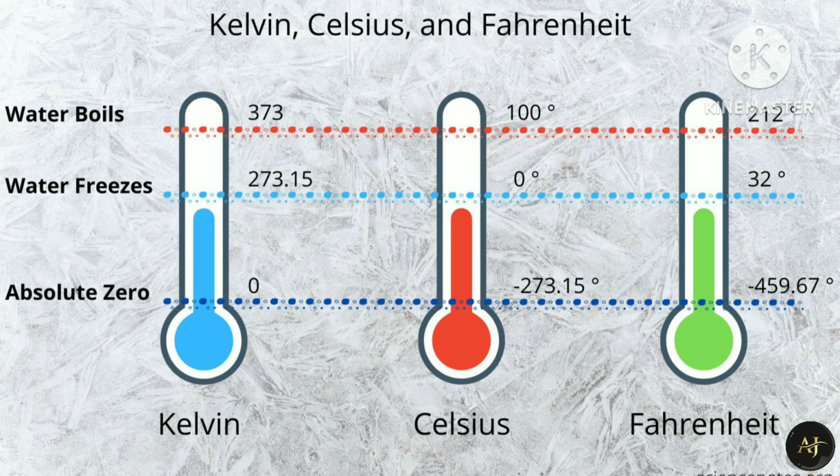Fahrenheit. Fahrenheit is written as degree Fahrenheit. For example, 25 Fahrenheit is read as 25 degree Fahrenheit. Kelvin. Kelvin is written as K. For example, 100 K is read as 100 Kelvin. The SI unit of temperature is Kelvin.